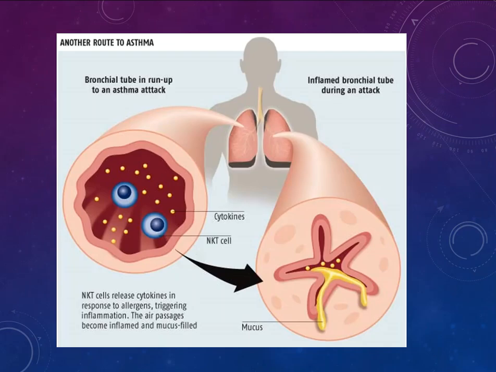So here's another image depicting the bronchial tube leading up to and during an asthma attack. So you can see the difference. Left, again, normal. Right, during an asthma attack.